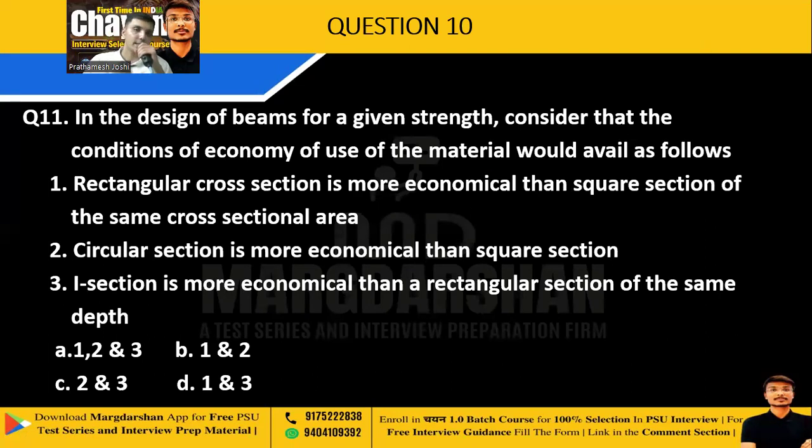Yes, one is correct. And I will give you one more theoretical aspect, which we prove from the section modulus: always remember this, Z of I is greater than Z of rectangular, which is greater than Z of square, which is greater than Z of circle. ठीक है, ये थोड़ा याद रखना हमेशा.